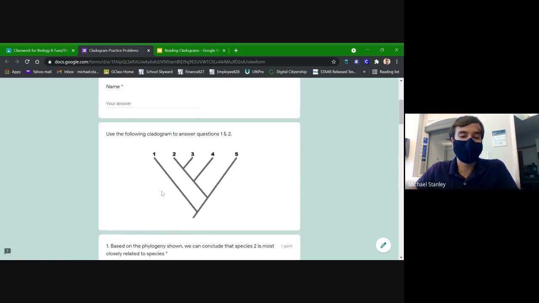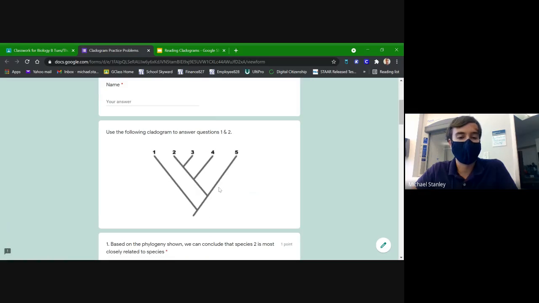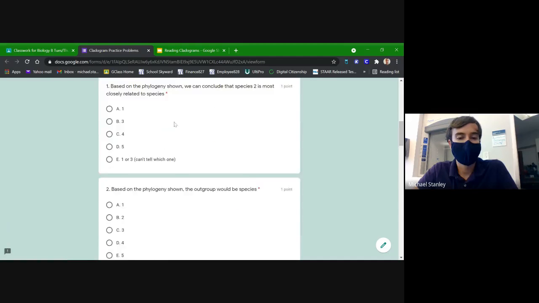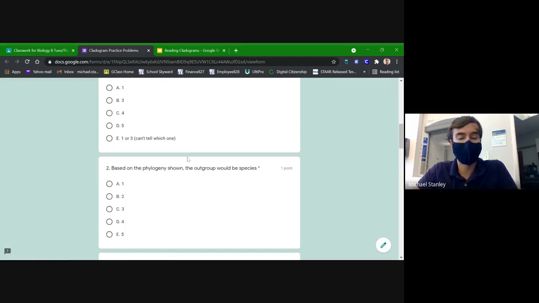of some basic organisms that I'm giving you. So the first two questions regard this particular cladogram right here. And so this one is kind of basic. It just has the different species numbered. And it wants to know who is species 2 most related to, and who would the outgroup be on the cladogram.